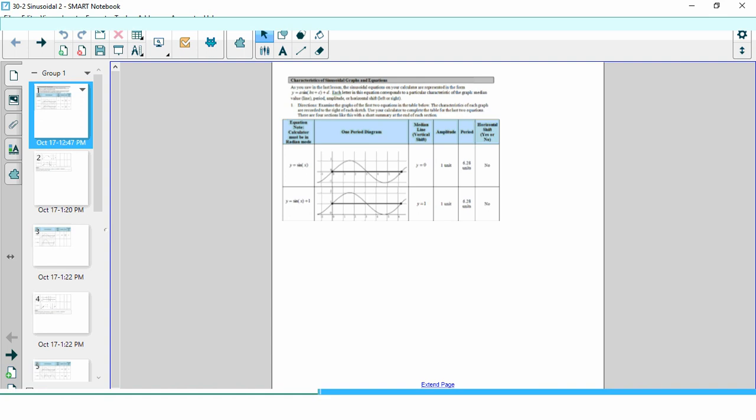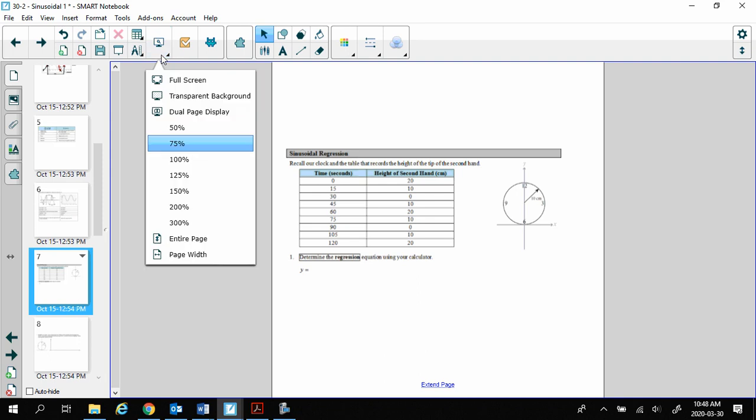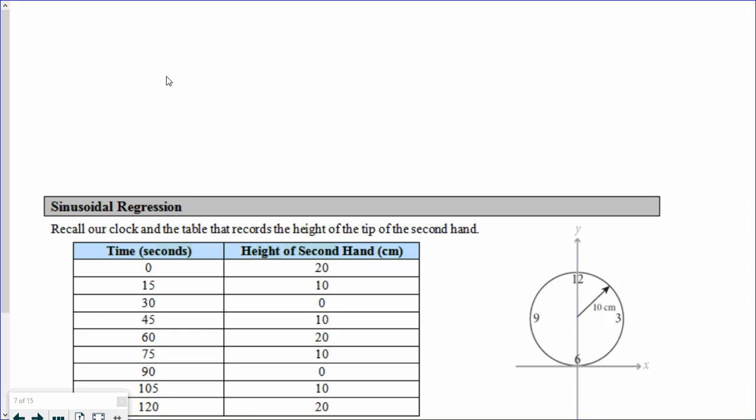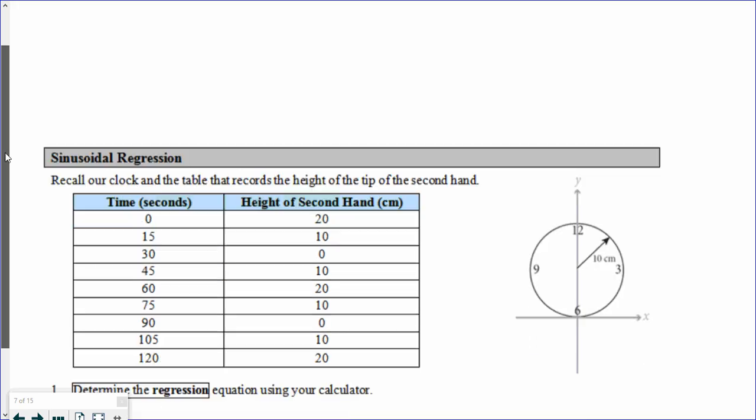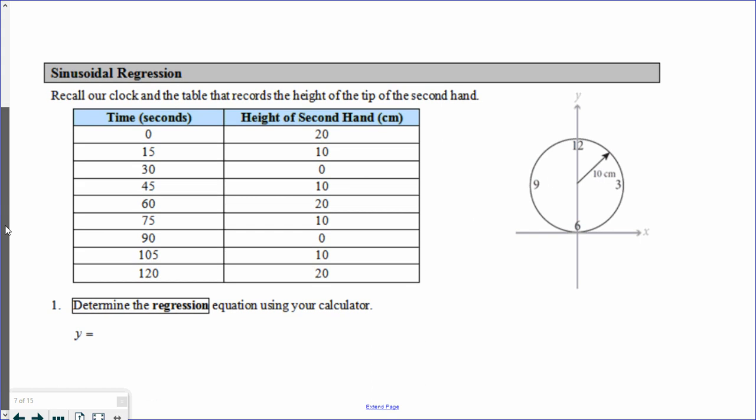I still need sinusoidal 1. So a sinusoidal regression. So we're going to do a regression in the same way that we did regressions in the polynomial units. So you might need to look back at your notes. Again, I'll post all of those notes from the older ones.